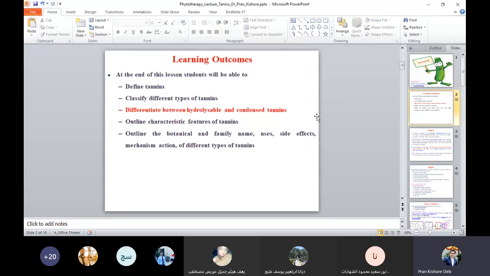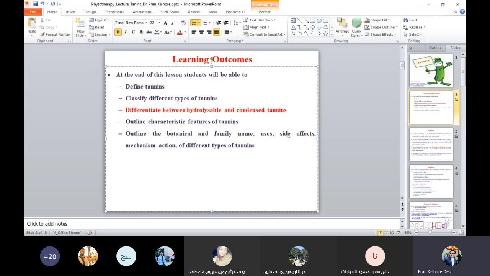We'll discuss and outline various characteristic features of tannins. And you will also be able to outline the botanical name, family name, uses, side effects, and mechanism of action of different types of tannins.